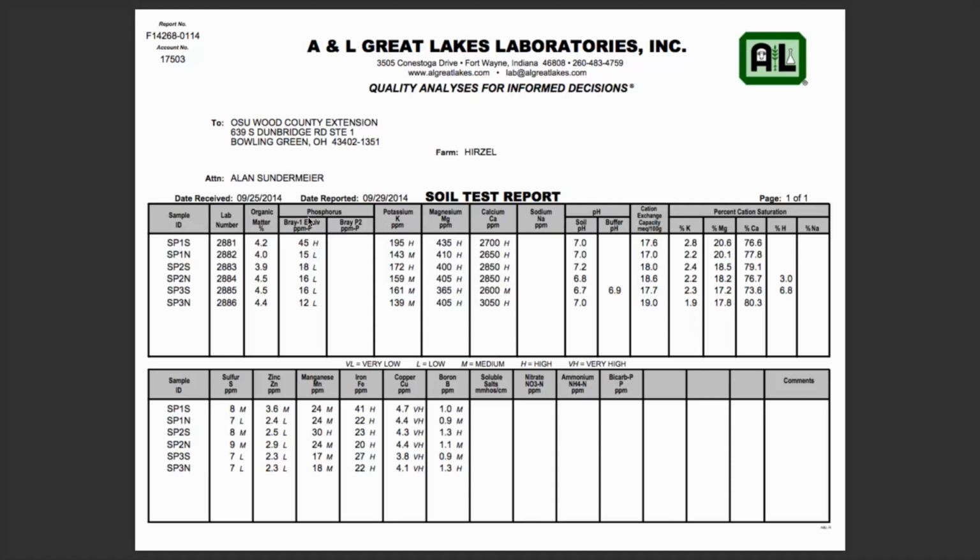So we have phosphorus, we have organic matter, potassium, magnesium, calcium, sodium. We have soil pH, which we've covered. CEC, again, we've covered. A percent cation saturation. Then we get down into sulfur, zinc, manganese, iron, copper, boron. So our micronutrients down here, and a secondary nutrient with sulfur. What is missing from the soil test report?